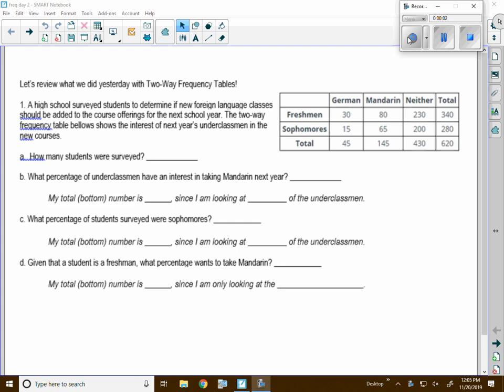All right. We will need a calculator. So get your calculators out.